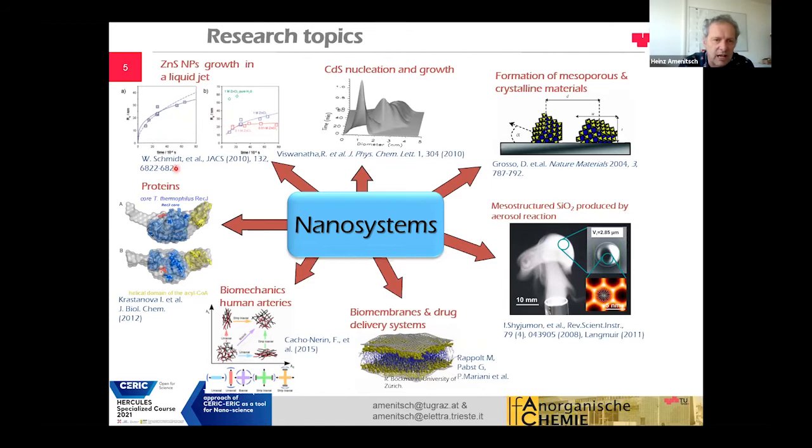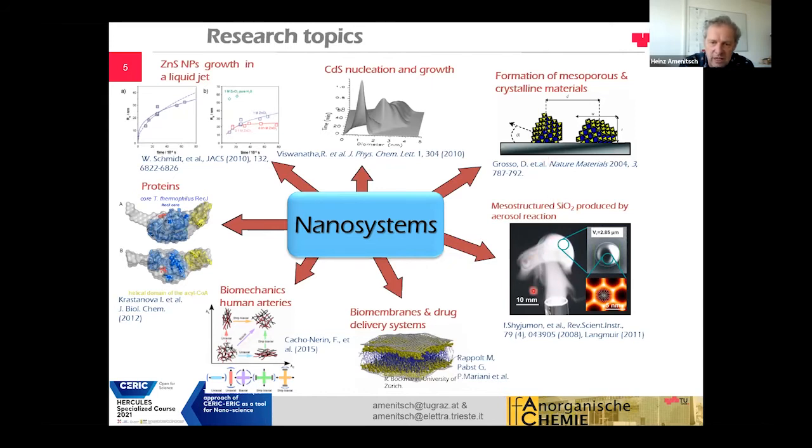We can really go down to microsecond time resolutions. So you see the size of the particles over time. You can look at nucleation and growth. Here, cadmium sulfide, where you can nicely look at the evolution of the size distribution over time. Then you can move on to formation of mesoporous and crystalline materials on surfaces, or even in the aerosol phase.